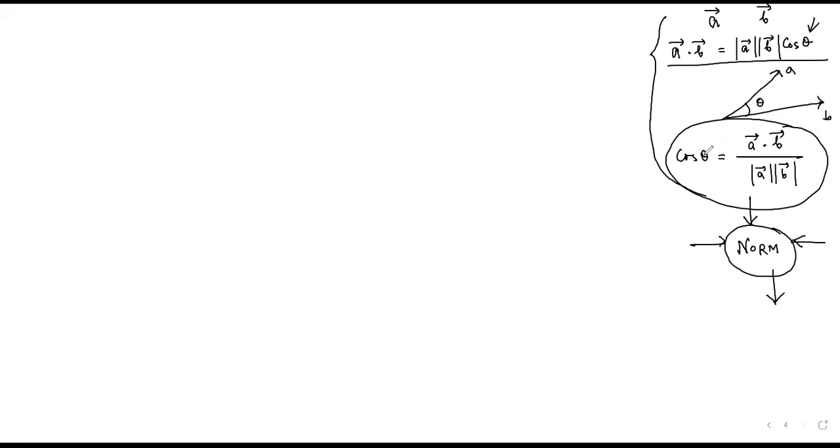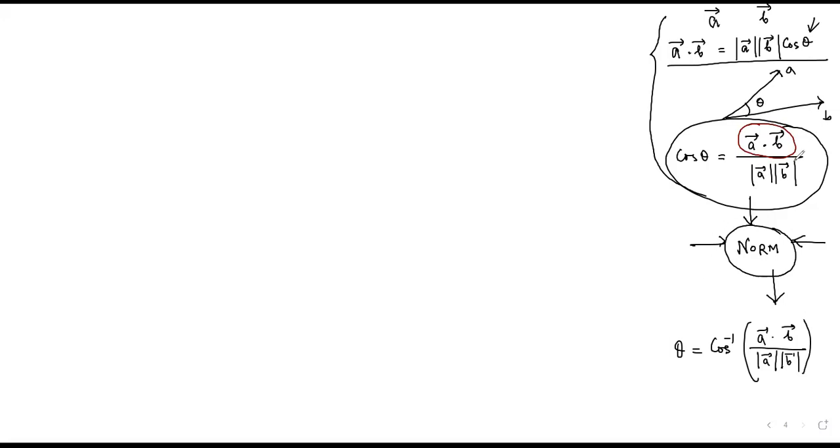What is theta? Theta is actually the cos inverse of this quantity, the inner product divided by mod of A, mod of B. But carefully observe that here in this case, I know what this is. It is the inner product. We can calculate the inner product between the two vectors. But what is modulus? Modulus has not been defined.